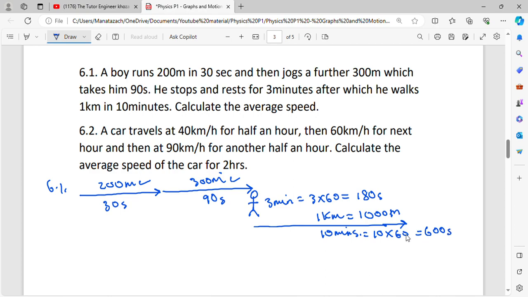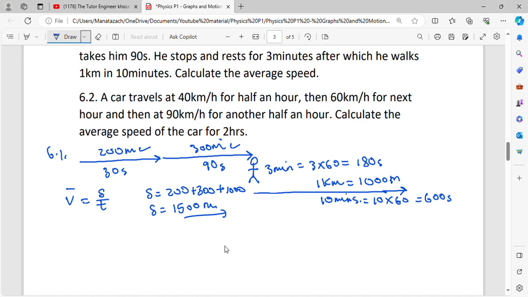So now let's calculate the average speed. The average speed formula is distance divided by time. So the total distance here is 200 plus 300, and then there is no movement since the boy is at rest, and then plus 1000. So distance is equal to 1500 meters.